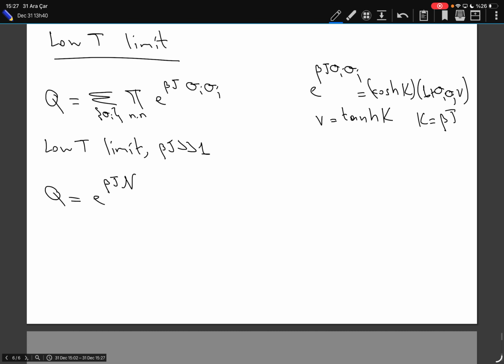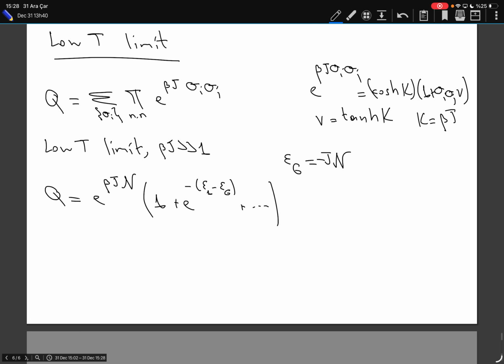This curly n. Remember, the ground state energy is when all the sigma i's are either plus or all of them are minus, and we have this many nearest neighbors, and each has an energy minus J. This is the ground state energy. Then we can look at the corrections. There will be the ground state term, plus e to the power minus (the first excited state minus the ground state), plus higher order terms.